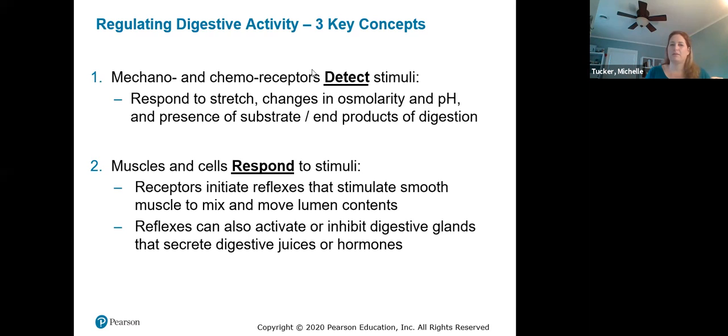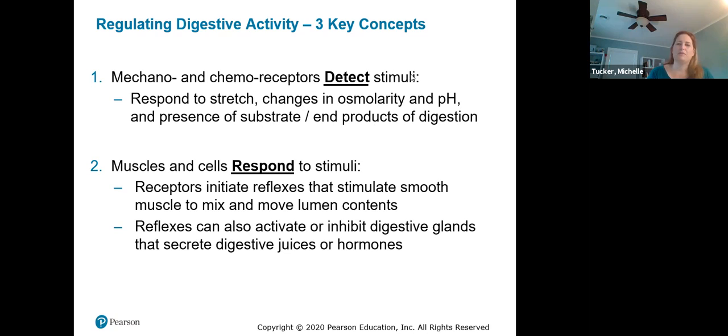Other cells are more sensitive to changes in either osmolarity, so salt concentration usually, and or pH. So the stomach contents are very acidic, and we will need to neutralize that using digestive enzymes. So we will have osmoreceptors as well to monitor that process, and chemoreceptors. So mechano and chemoreceptors detect stimuli all along the GI tract. So that can be due to stretch, it could be due to changes in pH, presence of substrate or end products of digestion.